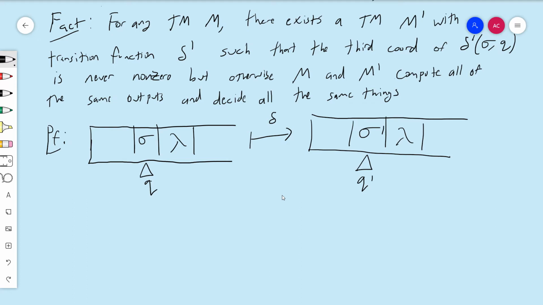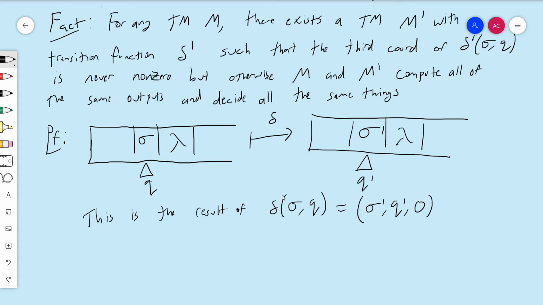So what does this actually look like as a transition function? This is the result of delta of sigma q equaling sigma prime q prime 0, right? That's what this does. It sees the symbol sigma in the state q, and it doesn't move, but it redraws the symbol sigma prime here and goes into state q prime.